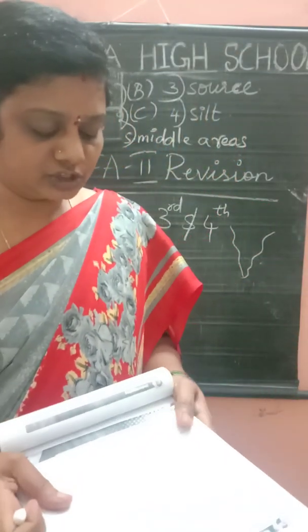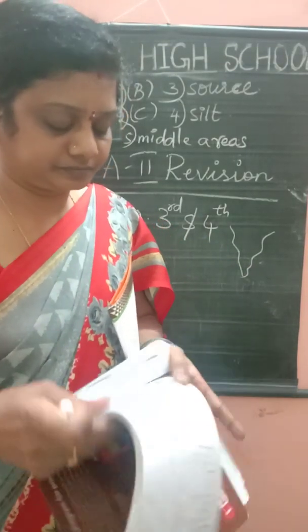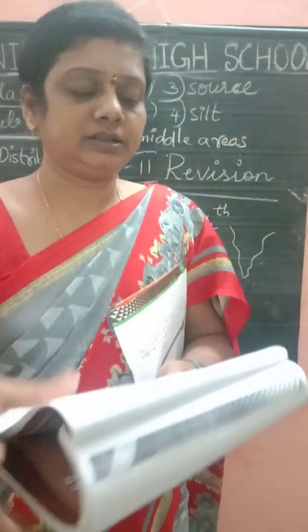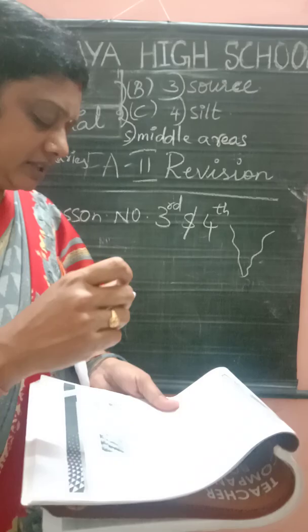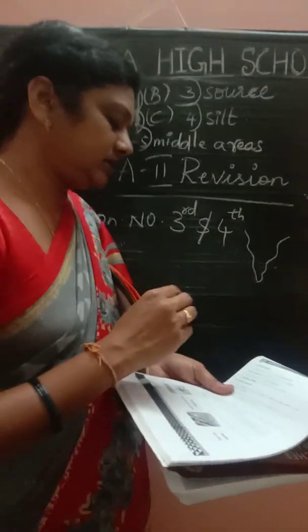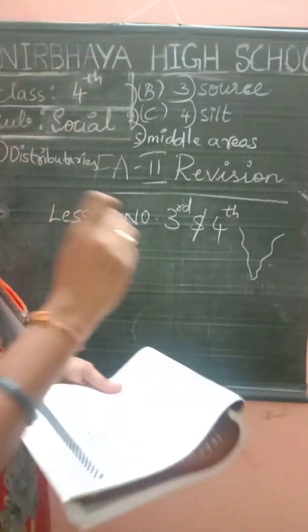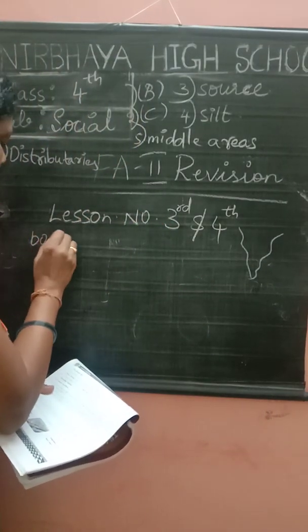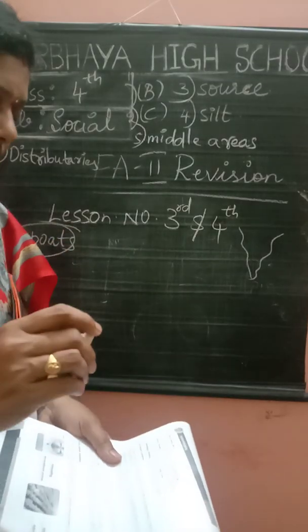And the next one, children. The next one is circle the correct word. Rivers provide a natural way to travel by. Which one is correct in that? You have to circle, children. The eighth one: rivers provide a natural way to travel by boats. And the next, ninth one, children.